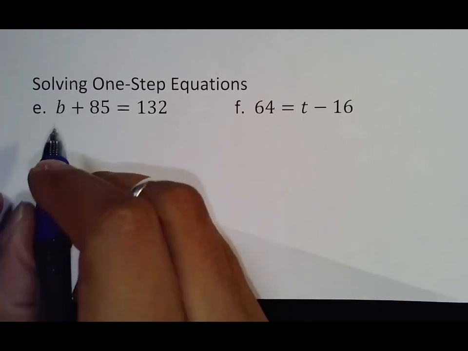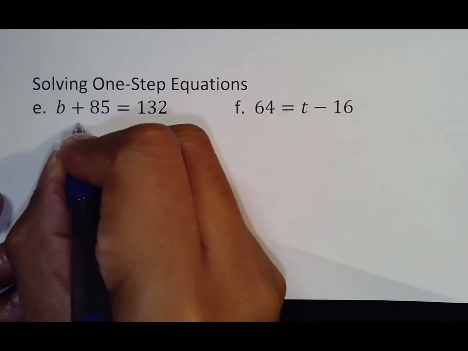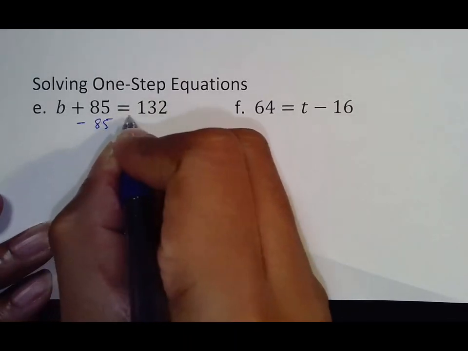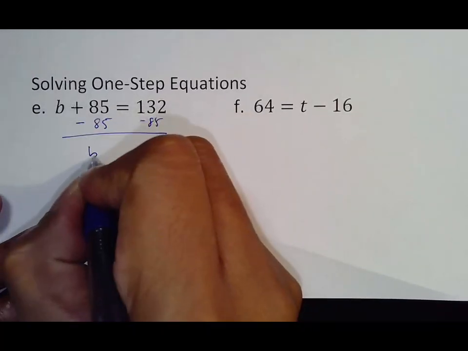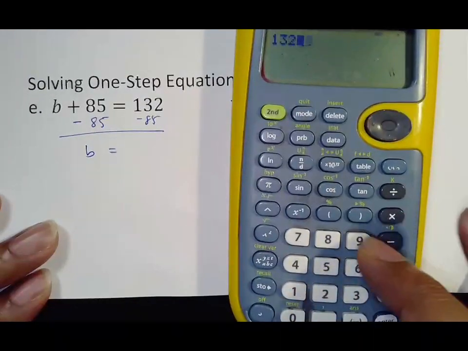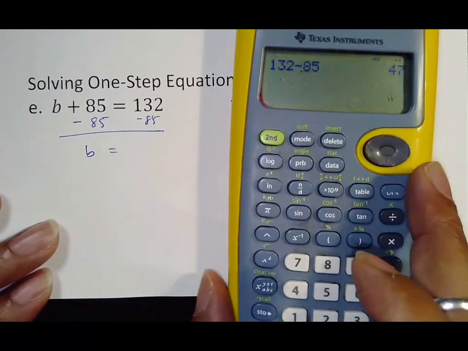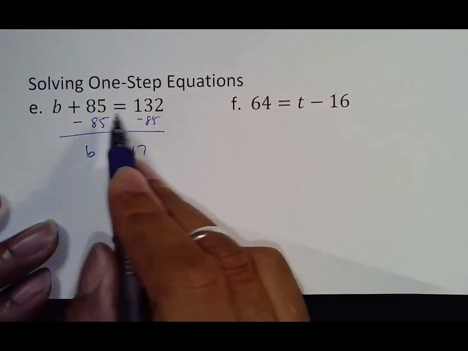In this case, remember you're looking at B and 85. 85 is with B, and so what we're going to do is, since it's plus 85, we're going to subtract 85, bring down b, that goes away, and 132 minus 85 is 47, and that's it. Please make sure you keep that format.